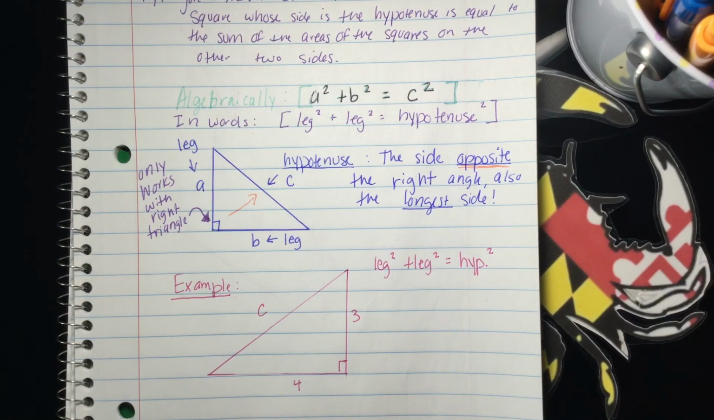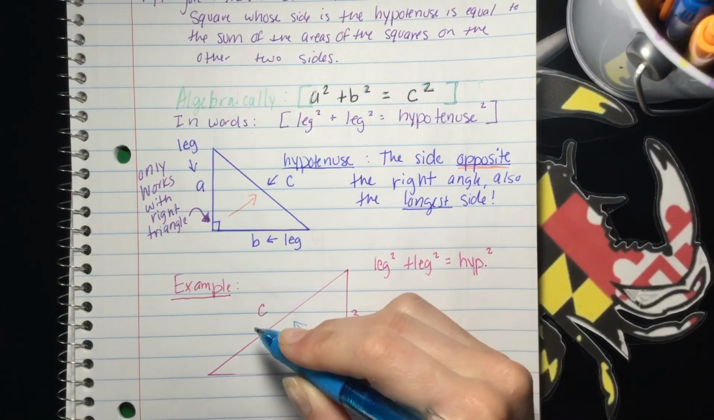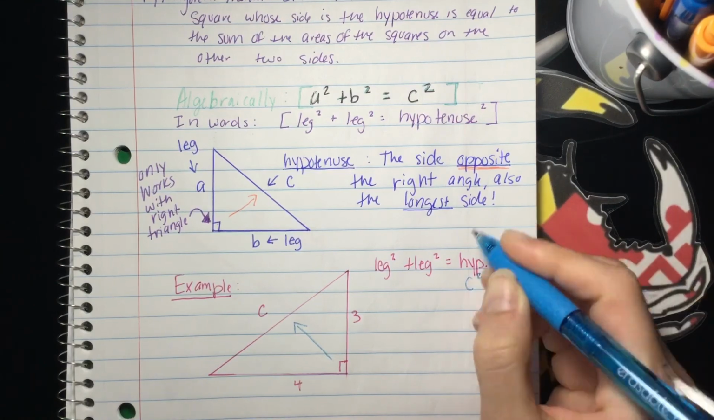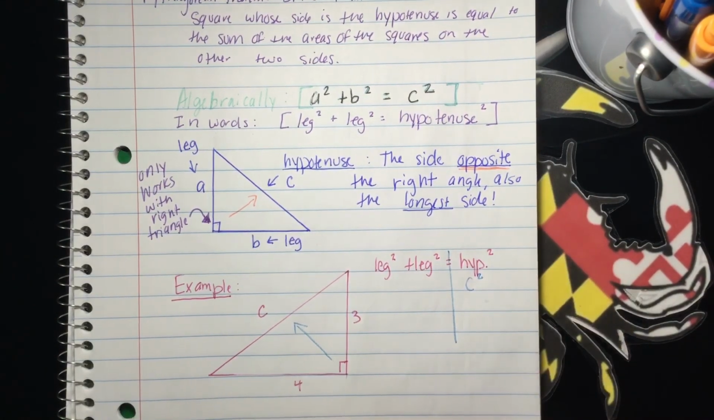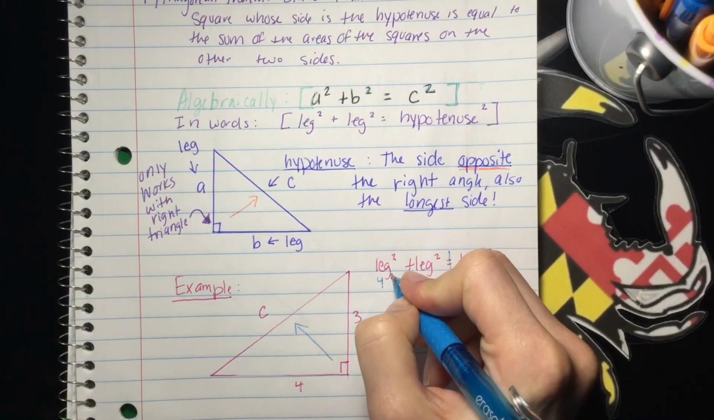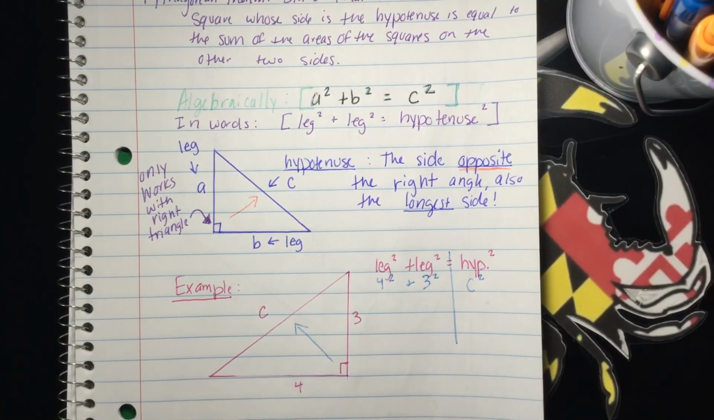My hypotenuse is the side opposite the right angle and the longest side. So opposite the right angle is going to be c. All right, we'll just fill in c squared here. Now, it doesn't matter which leg you put here or which leg you put there, it just needs to be different. So I'm going to put 4 squared here plus 3 squared here. All right, and then we solve for our variable.